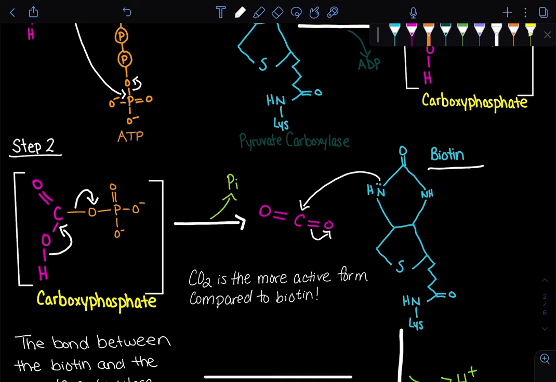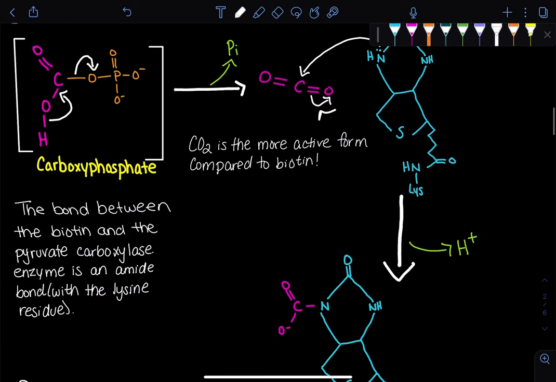And just to reiterate, this entire reaction right now is happening in the first catalytic site. So the lone pair on the nitrogen on biotin is going to nucleophilically attack the carbon on carbon dioxide. Carbon can only have 4 bonds, so if it wants to make a bond with the nitrogen on biotin, it has to break one of its bonds. So it's going to lose one of its bonds with the oxygen, and oxygen is going to gain a lone pair.